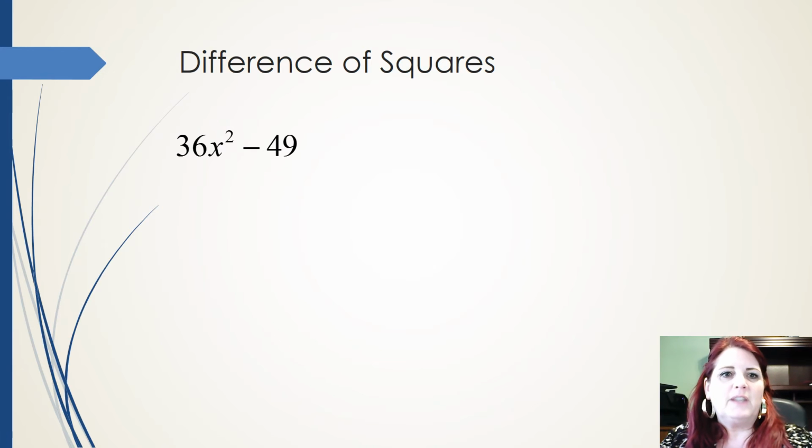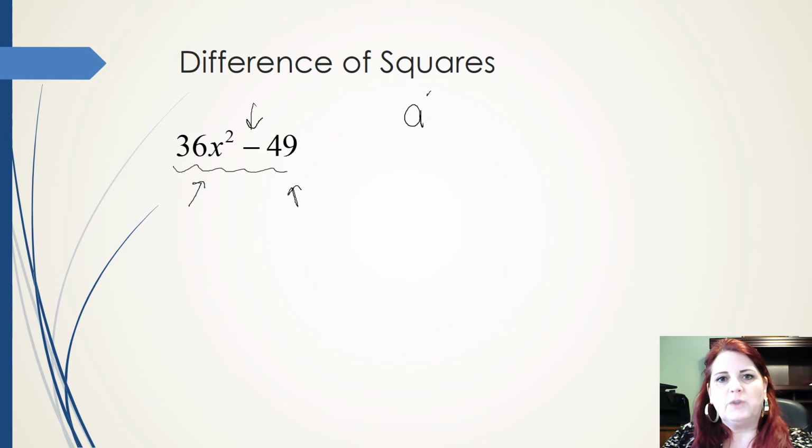So now we're going to look at the difference of squares, and you know what? You're going to see this one a lot of times. You know it's a difference of squares because this first term is a perfect square. The second term is a perfect square, and you're finding the difference of that. Now there is a pattern to this.